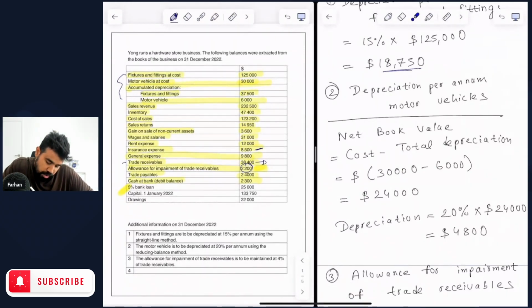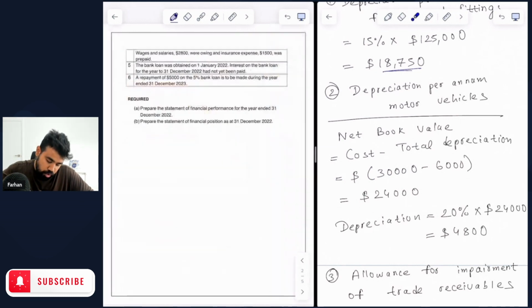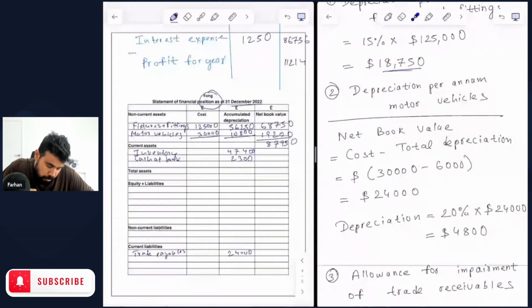So trade receivables of 38,400. However, we also need to subtract the allowance for this year. So let me show you how you're going to include this. I don't have sufficient space here, but let me just remove something for you, please. Okay, so I'll make some space here so that I can write on top. I apologize for that.